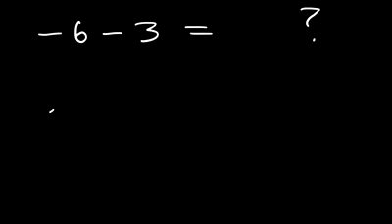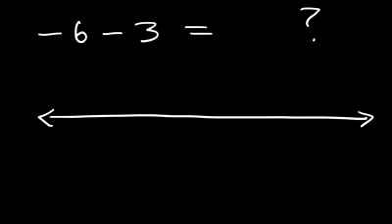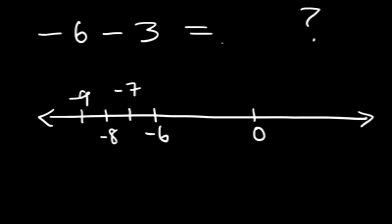Now try this one. Let's say we have negative 6 and we wish to subtract 3. What is the answer? Let's say this is 0 and this is negative 6. Keep in mind, if you want to subtract, you need to move to the left of the number line. So since we want to subtract 3 from negative 6, we need to travel 3 spaces to the left. This is negative 7, negative 8, and negative 9. Therefore, negative 6 minus 3 is equal to negative 9.